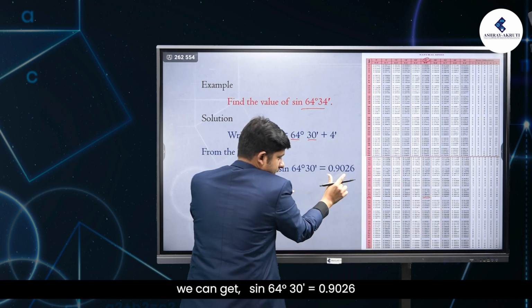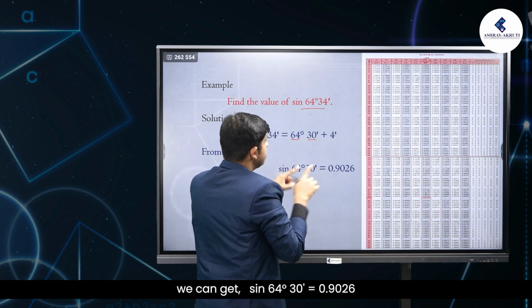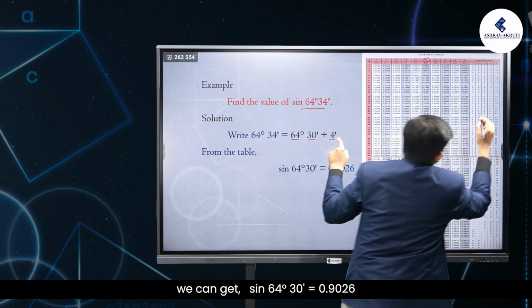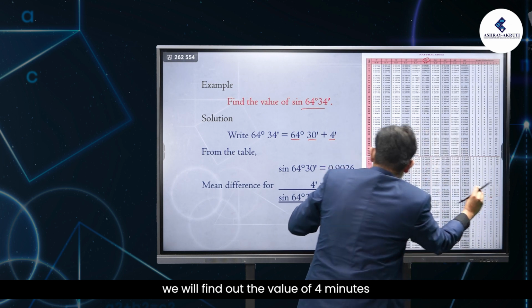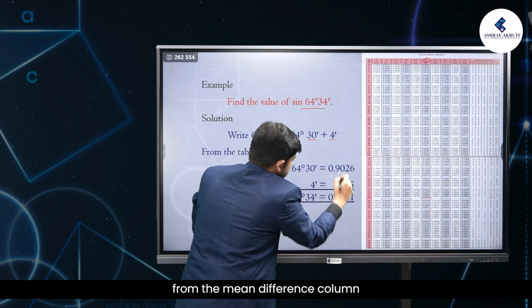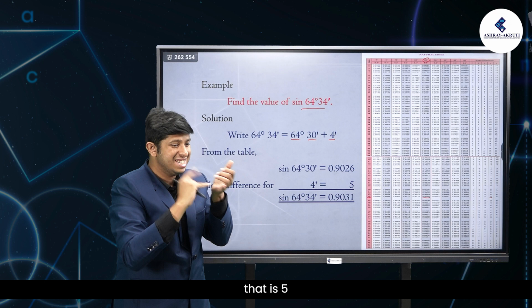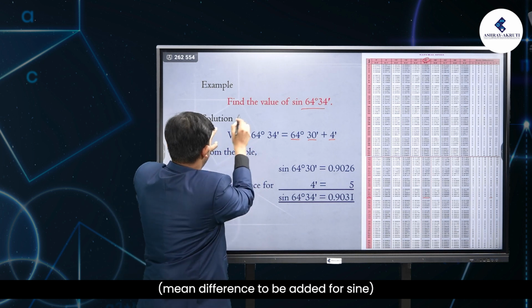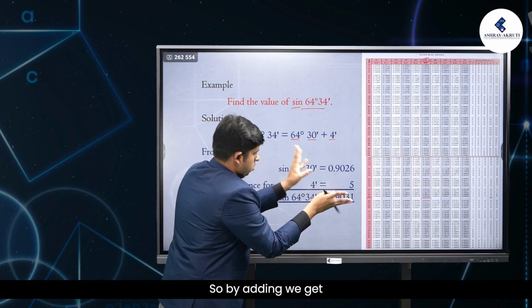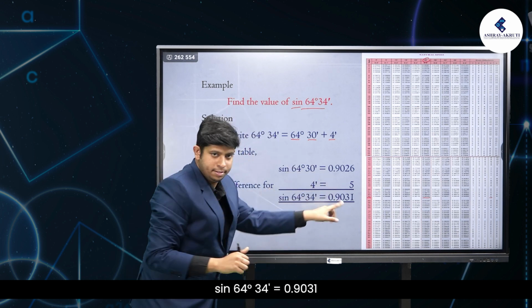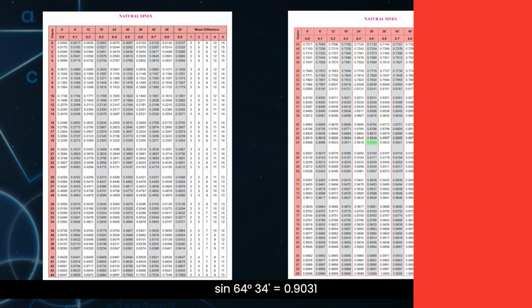From the table, we can get sin 64 degrees 30 minutes value as 0.9026. And for the 4 minutes, we will find out the value from the mean difference column, that is 5. Mean differences to be added for sine. So, by adding, we get sin 64 degrees 34 minutes value as 0.9031.